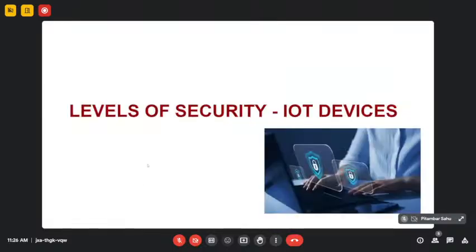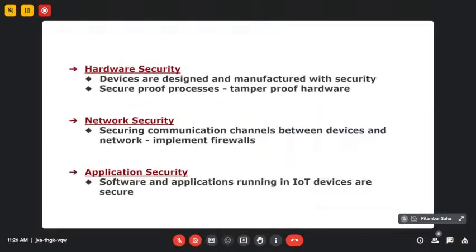Okay, so when you talk about the levels of security, there are 3 levels of security in IoT devices. One is the hardware security, where the devices are designed and manufactured with security, because for an IoT system to be secured, the hardware should also be secured, the network should also be secured, right? So if only your network is secured and your hardware is not secured, it doesn't serve the purpose. So your hardware security is very much important. Tamper-proof purchases should be done. There should not be any tampering done in your purchases. So tamper-proof hardware is very much important.